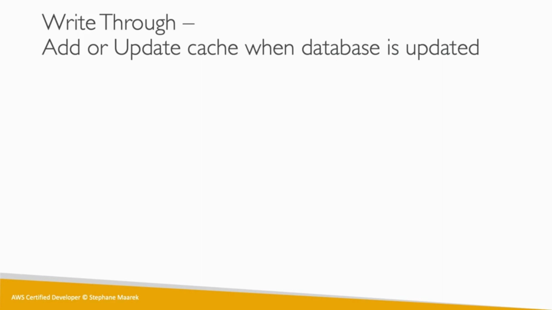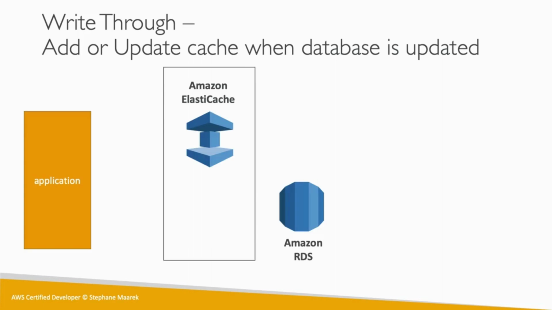The second one is write through, which is to add or update the cache whenever the database is updated. So we have the same, our application, RDS, and ElastiCache.